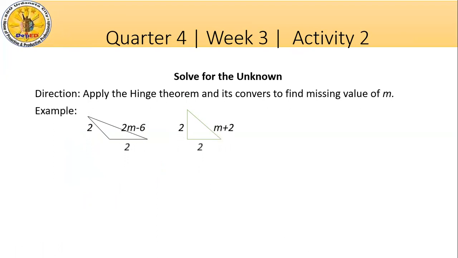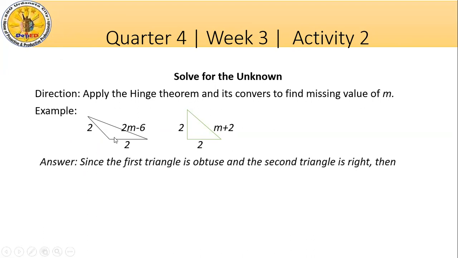So in here, we have examples. This side is 2 units and this side is also 2 units. Okay? The other ones are also 2 units. So we are going to find the value of m. So we have two sides and two sides which are congruent. Obviously, the first triangle is an obtuse triangle and the second triangle is right.